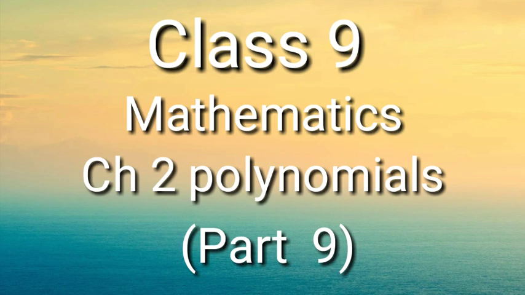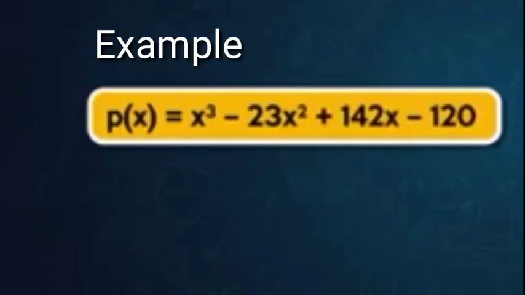In the previous class, we discussed factorization of quadratic polynomial. Today, we will study how to factorize cubic polynomial. We will see one example. P of x equal to x cube minus 23x square plus 142x minus 120. This is a cubic polynomial having degree 3. So, it can have 3 linear factors.